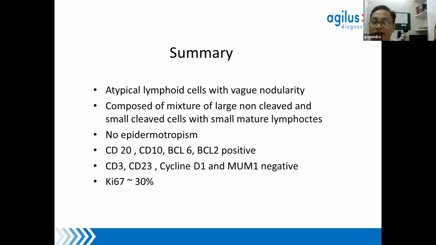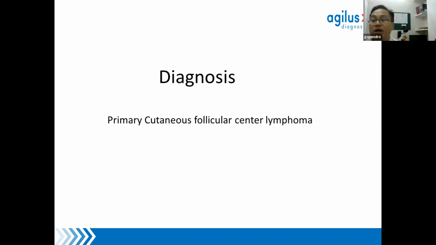And with Ki-67 around 30%, we conclude that our diagnosis is likely primary cutaneous follicular cell lymphoma. However, we write this just to rule out secondary follicular lymphoma; the patient is supposed to be worked up with a PET scan and others. So we give the diagnosis as primary cutaneous follicular cell lymphoma. Now, Dr. Nitin will be doing a review of literature in this case.